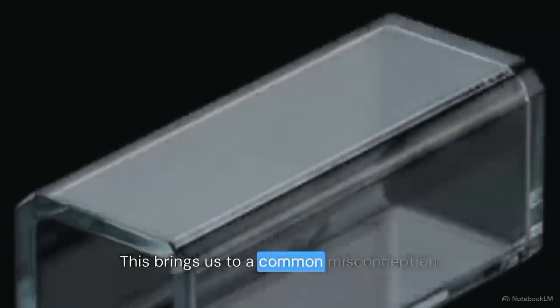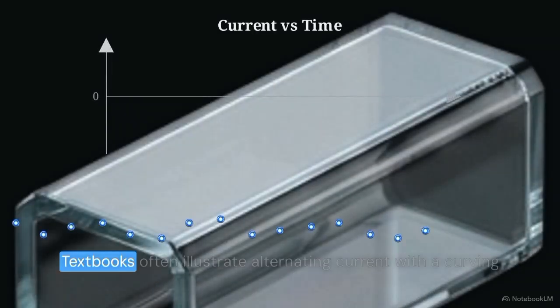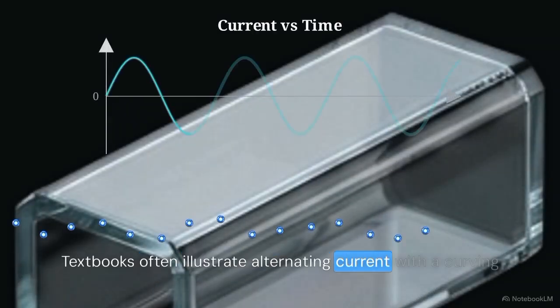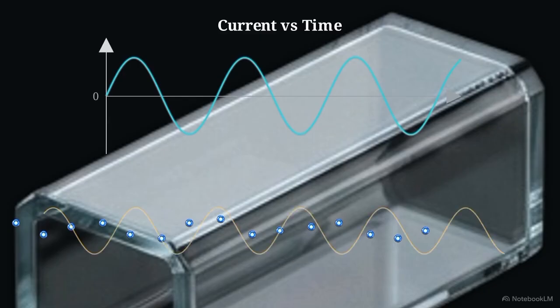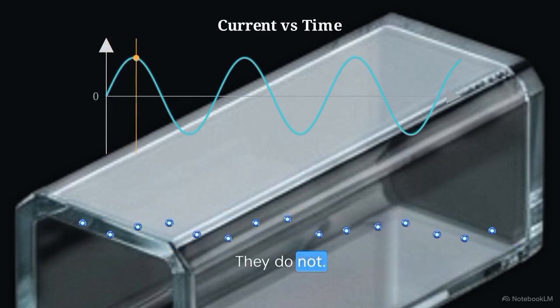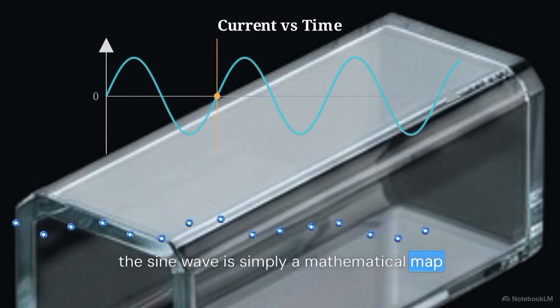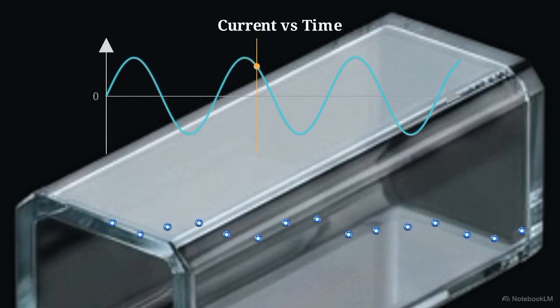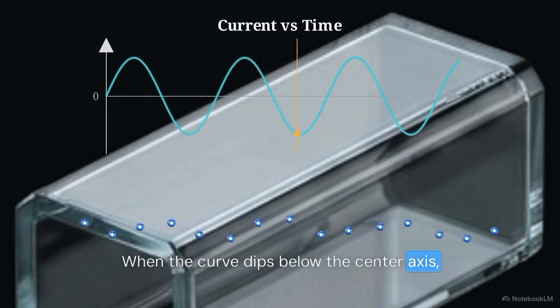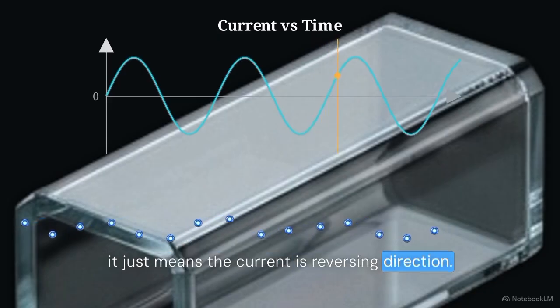This brings us to a common misconception. Textbooks often illustrate alternating current with a curving sine wave. This graph floating above the wire leads many people to imagine electrons traveling down a cable in a literal wavy path. They do not. As you can see here, the sine wave is simply a mathematical map of intensity over time. When the curve dips below the center axis, it just means the current is reversing direction.